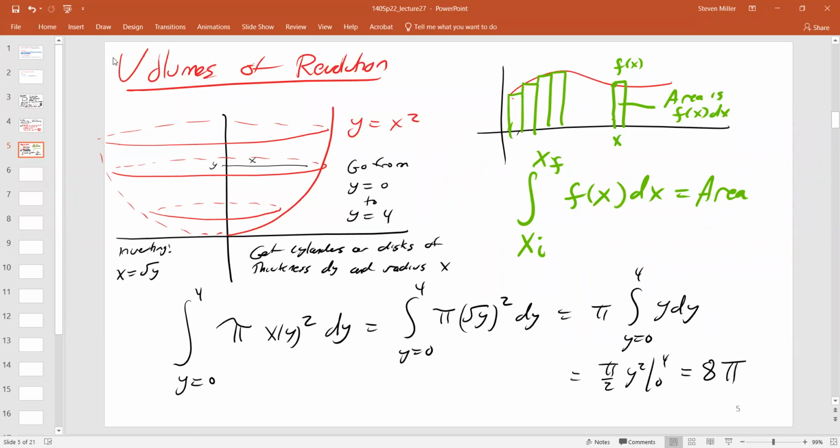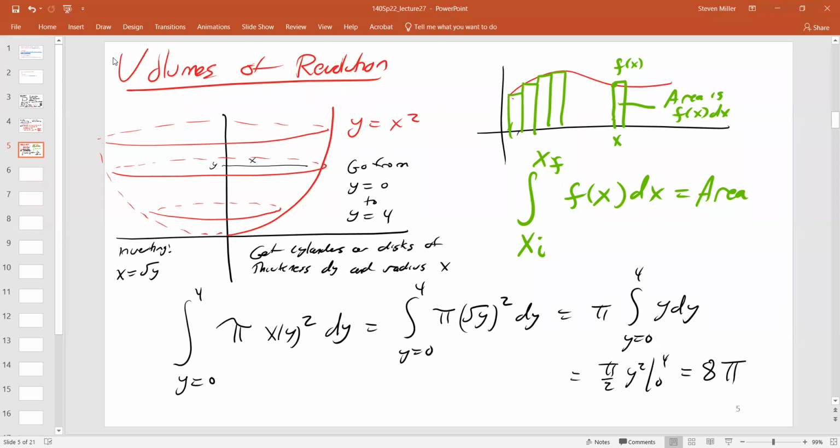Okay, so the hardest part is sometimes inverting and finding x as a function of y. If I wanted to find the volume if I rotated about the x-axis, this would be even easier. Your x would then go from 0 to 2, and then my radius would just be y, which is given to me as a function of x. So this is all we need to do for problems like this.